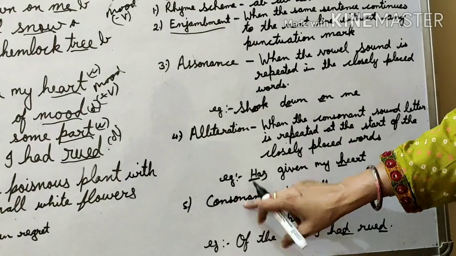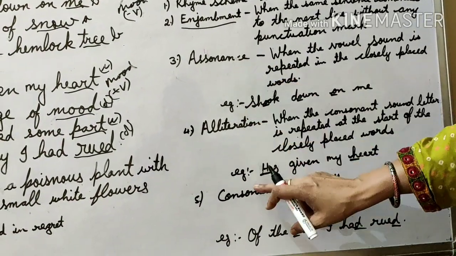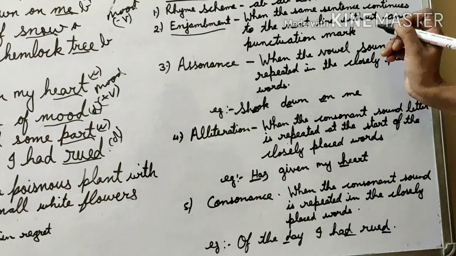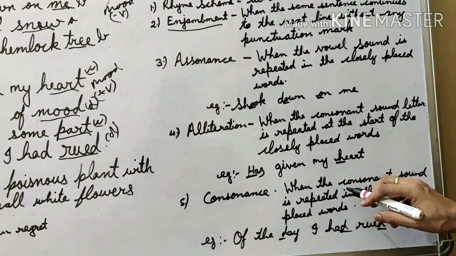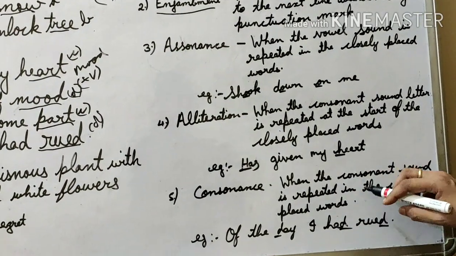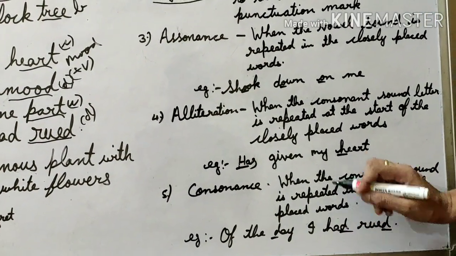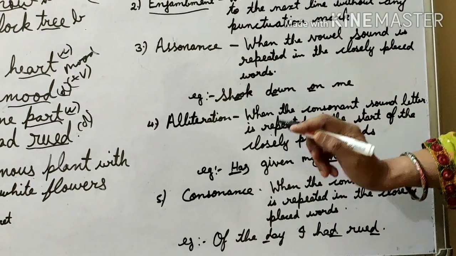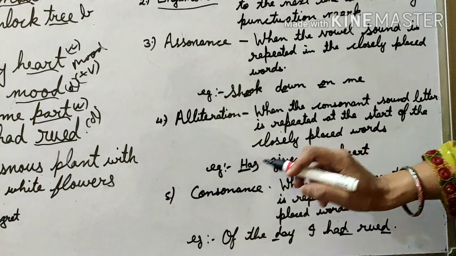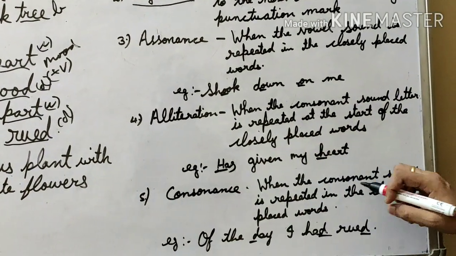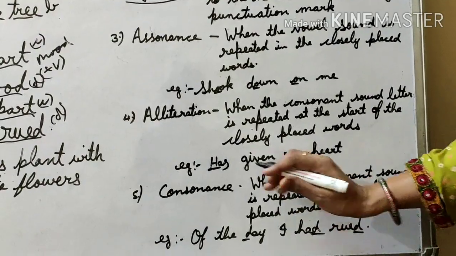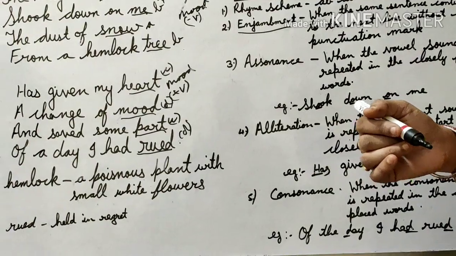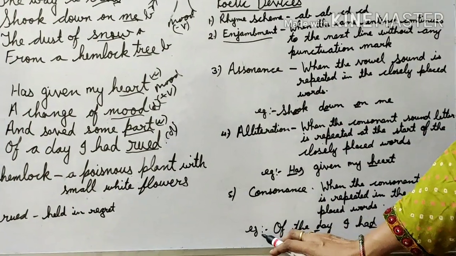It is more or less the same as assonance. You can see the name also. Assonance is the repetition of the vowel sound. Now see consonance: when the consonant sound is repeated in closely placed words. As I told you, alliteration is the repetition of the consonant sound only at the start of the word. But consonance is the repetition in closely placed words. It does not matter whether it is in between, in the end or in the beginning. So for this I have written the example given in the C.